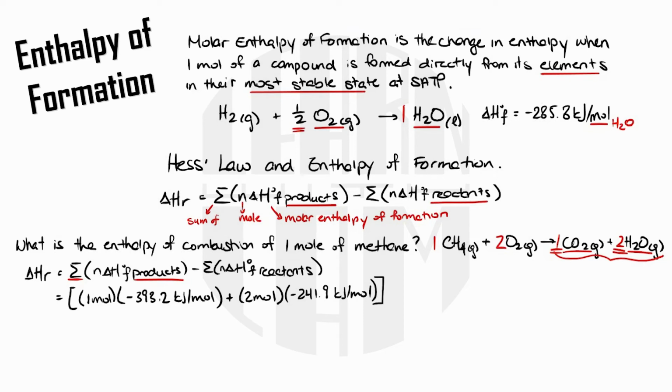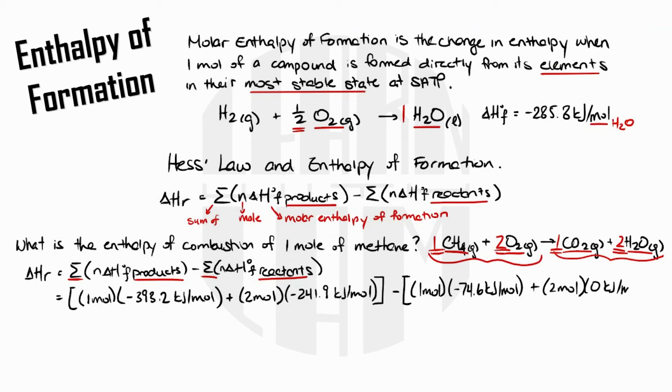So that's it for my products, and now I have to subtract my reactants, which are these guys here. Here we go again. We've got 1 mole of methane, so 1 mole, and the table says molar enthalpy of formation for methane is negative 74.6 kilojoules per mole. Again, sigma means sum of, so plus 2 moles of oxygen gas, so 2 moles down here. And here's the thing we need to remember about oxygen gas. It is the most stable form of elemental oxygen at SATP, so its molar enthalpy of formation is 0.